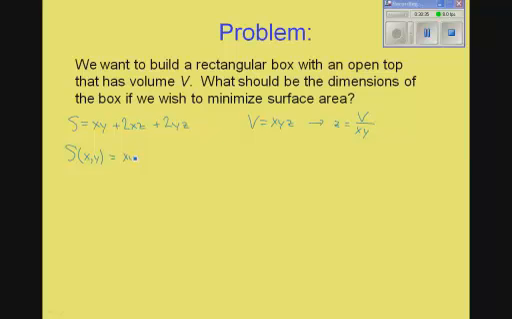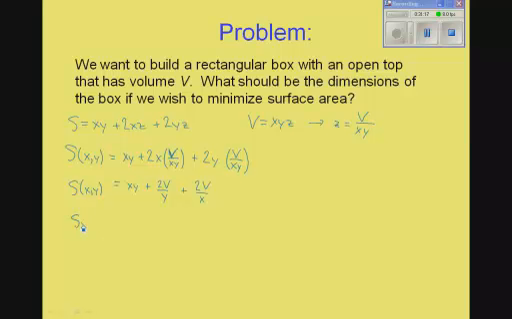So I get xy plus 2x times v over xy, plus 2y times, remember v is a constant, not a variable, v over xy. Okay, so let's see. That's xy plus 2v over y plus 2v over x. So there's my function S.